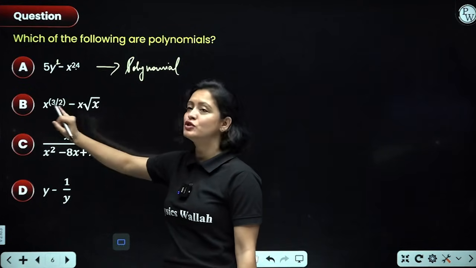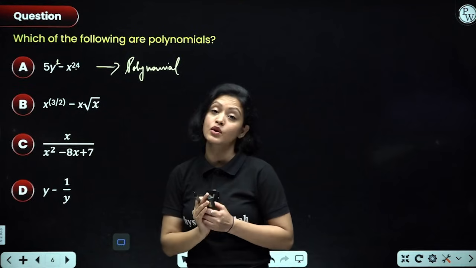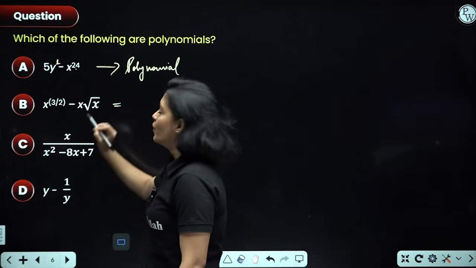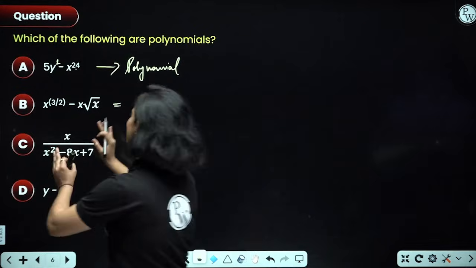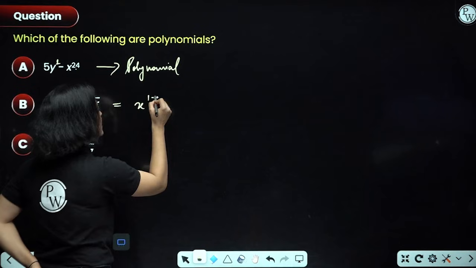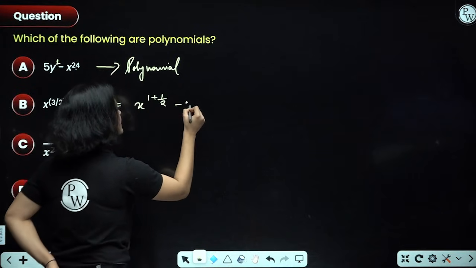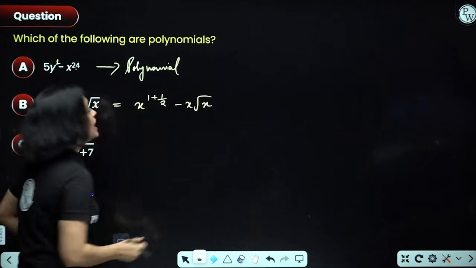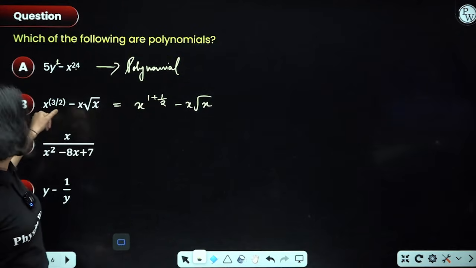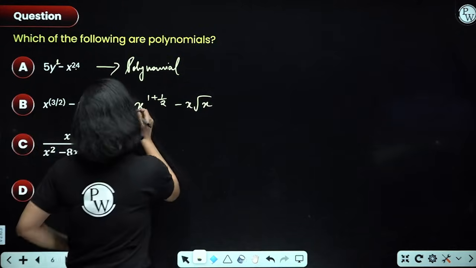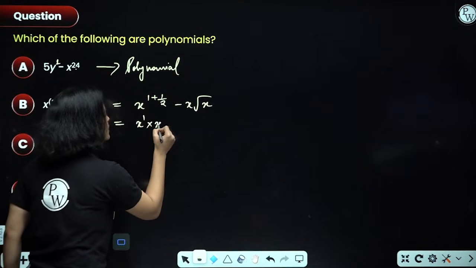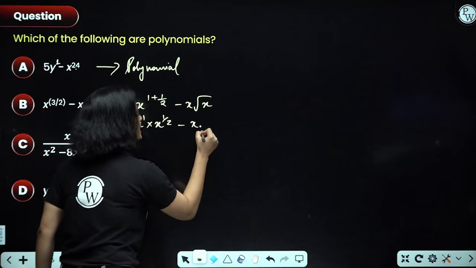x raised to power 3 by 2 minus x root x. This is quite interesting. So, let's see, everyone. Now, x raised to power 3 by 2. What is it? So, you can write it like this: x raised to power 1 plus 1 by 2, minus x root x. Now, 1 plus 1 by 2 is 3 by 2. So, that's what I have done here. Okay. Now, notice how I can write this as x raised to power 1 into x raised to power 1 by 2, minus x root x.